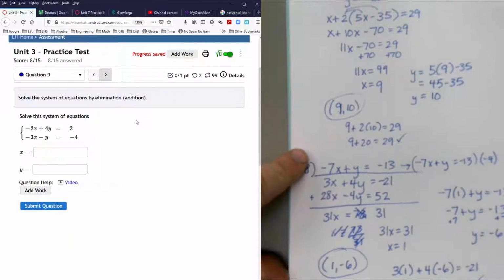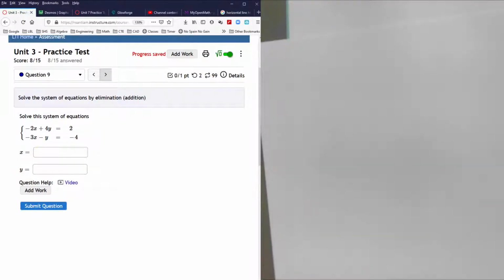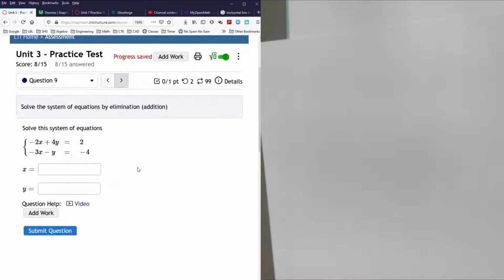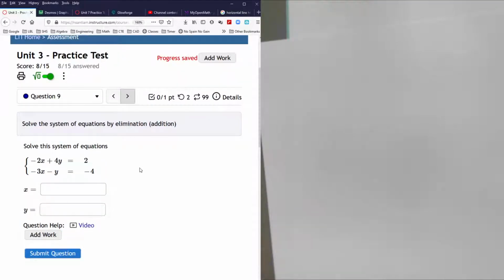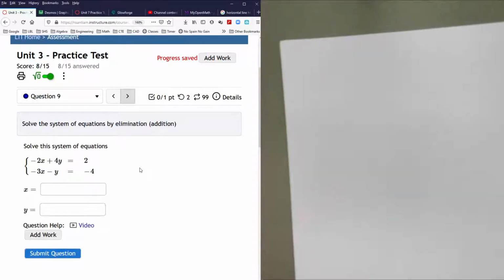Okay, so question number 9. They just simply ask us to solve this equation. They don't say how, so it's up to us to decide how we want to do this. We could use elimination, we could use substitution, we could even graph it. So I'm going to look at this equation and see if there's an easy way that I can do one of these. If I multiplied the second equation by 4, I would get a positive 4y and a negative 4y.